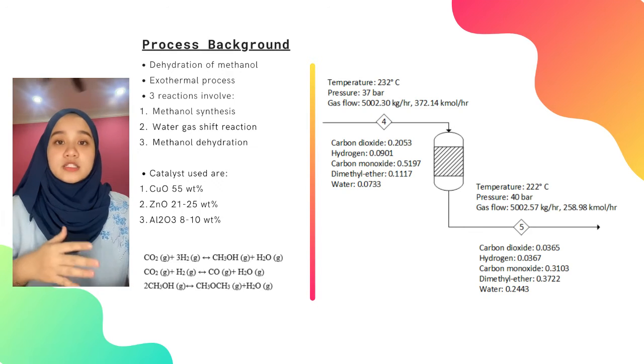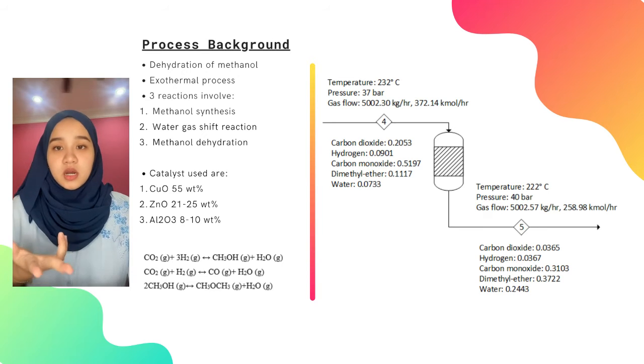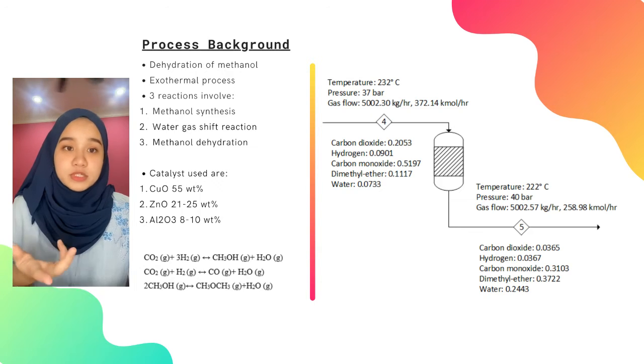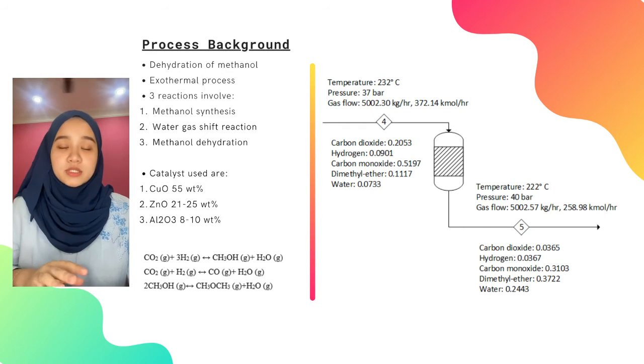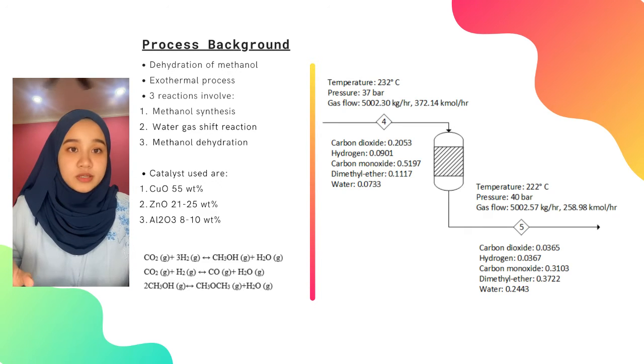The reactions are catalyzed by copper oxide, zinc oxide, and aluminum oxide, where these catalysts are widely used in the chemical industry to produce methanol, with the composition of copper oxide 55 weight percent, zinc oxide 21 to 25 weight percent, and aluminum oxide 8 to 10%. There are 3 equations involved. The first one is the methanol synthesis, the second is the water gas shift reaction, carbon dioxide plus hydrogen, and the third is methanol dehydration to produce dimethyl ether.